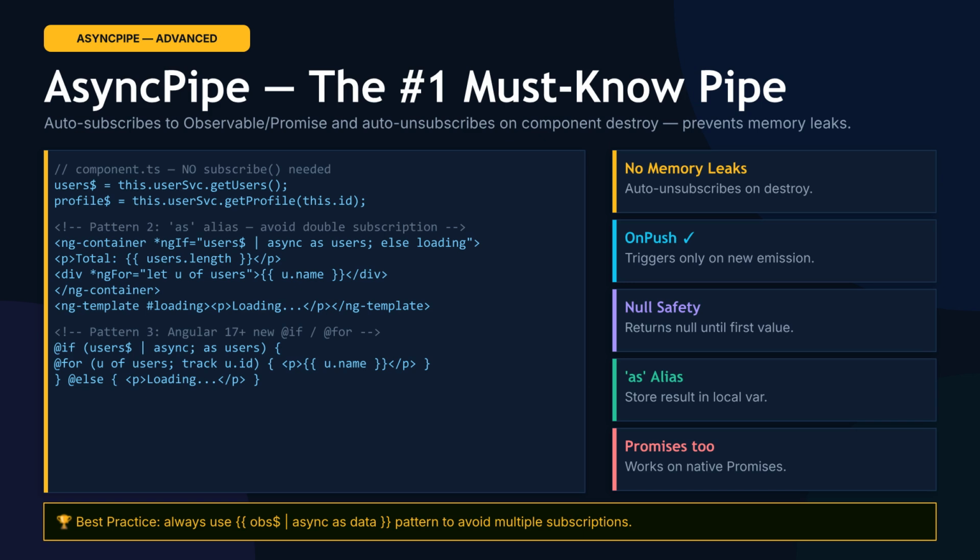Async pipe is a must-know pipe. It auto-subscribes to observables or promises and automatically unsubscribes on component destruction, preventing memory leaks. It supports OnPush change detection, provides null safety, and works well with the as-alias pattern. Always use the async-as-data pattern to avoid multiple subscriptions.